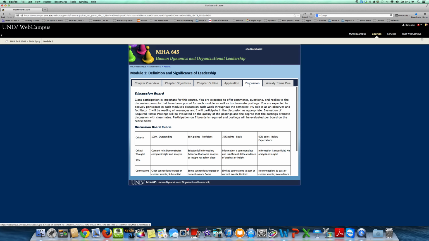What I've got here on the next tab is a discussion board rubric. It talks specifically about the discussions. Discussions are going to be really important to this course. I think they account for quite a few points for the overall course. But you want to make sure that you familiarize yourself.